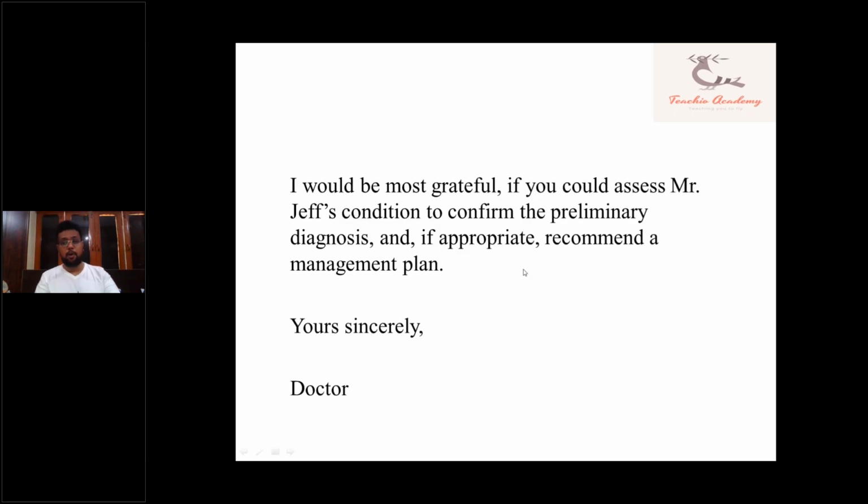And in the final paragraph of the letter, our request is being made politely, and the letter is concluded. So do you see how simple letter writing is? OET letter writing is the easiest section of the OET examination.